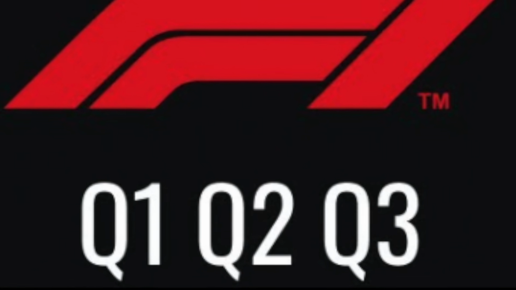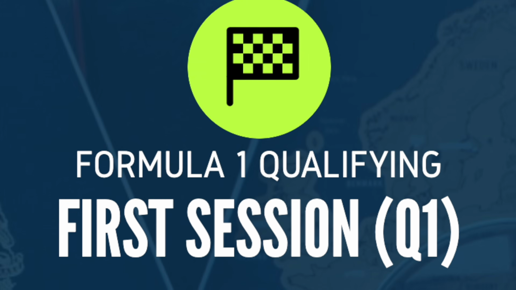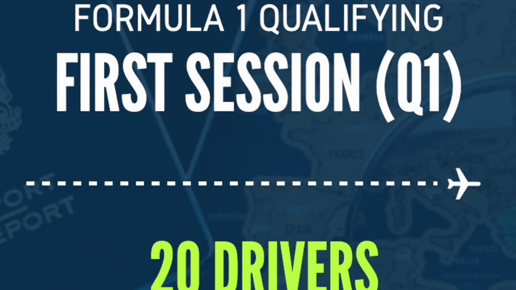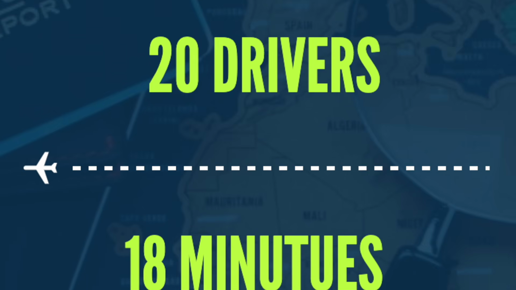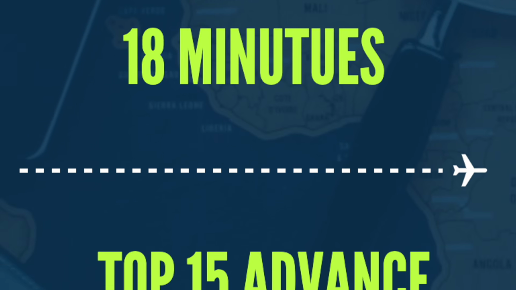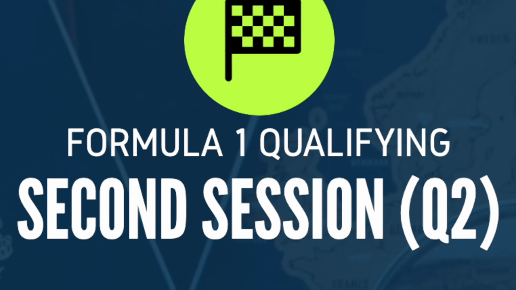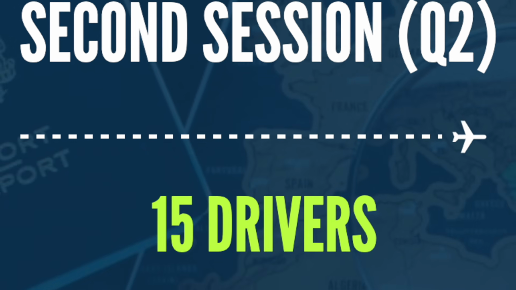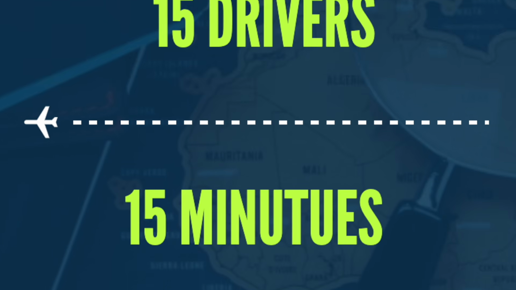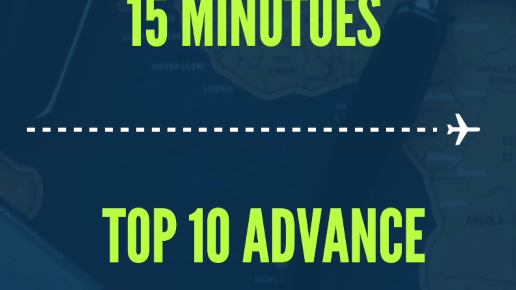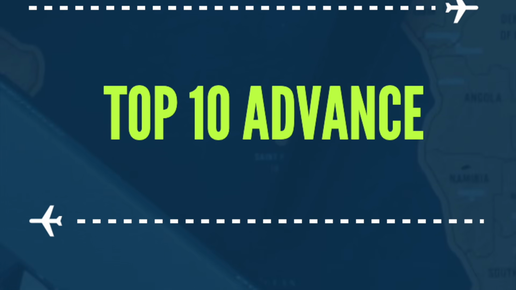Qualifying is split into 3 sections, Q1, Q2, and Q3. The first session is referred to as Q1. In this session, all 20 drivers compete over 18 minutes to determine the top 15 that will advance to the next session. After a short 7-minute break, Q2 begins. The remaining 15 drivers have 15 minutes to set their best lap time. The top 10 advance to Q3.